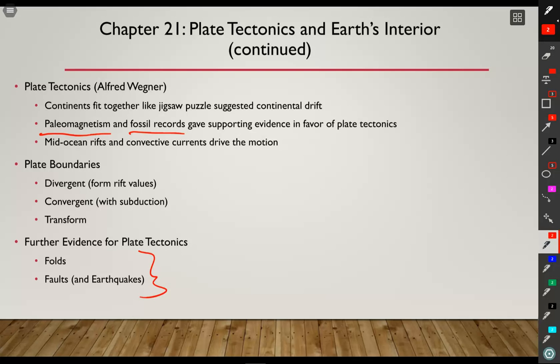When you have, here is a good example of a fold. I take this and I compress it. Except you have stuff down below, so it's going to go like that and make a mountain.